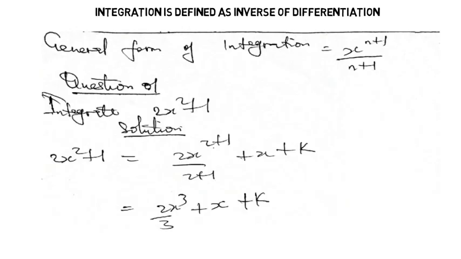Answer. 2x raised to the power 2 plus 1 over 2 plus 1 plus x plus constant. Our answer becomes 2x cubed over 3 plus x plus k, where k is our constant.